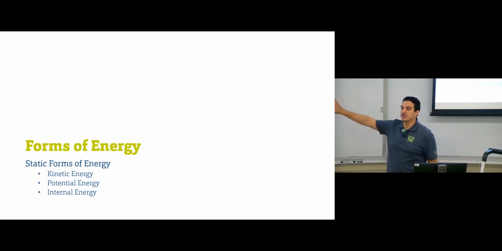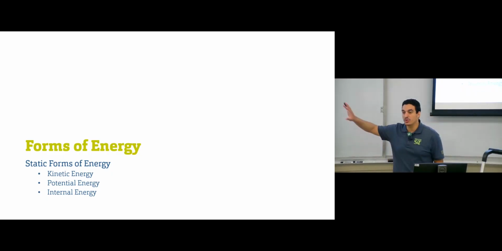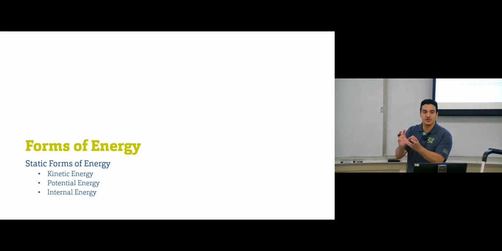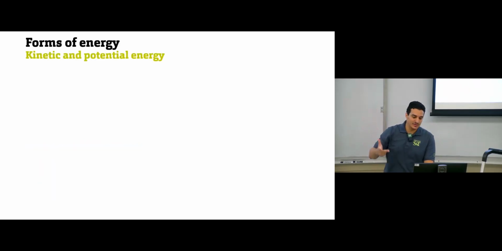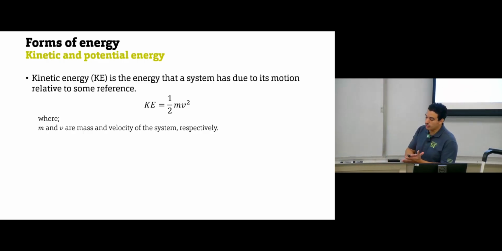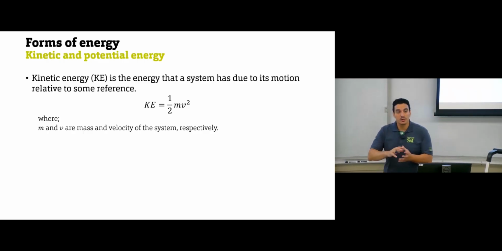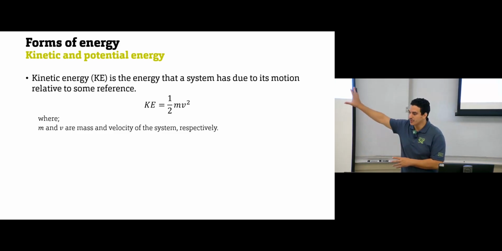So now we are done with the dynamic forms of energy, which are heat and work. Now we have the static forms of energy. This is the energy that is stored inside the system, and we have three types of them: kinetic, potential, and internal energy. Kinetic and potential, this is something you are familiar with. Kinetic energy is the amount of energy the system has because of its motion relative to a reference. And we can calculate it from this equation.